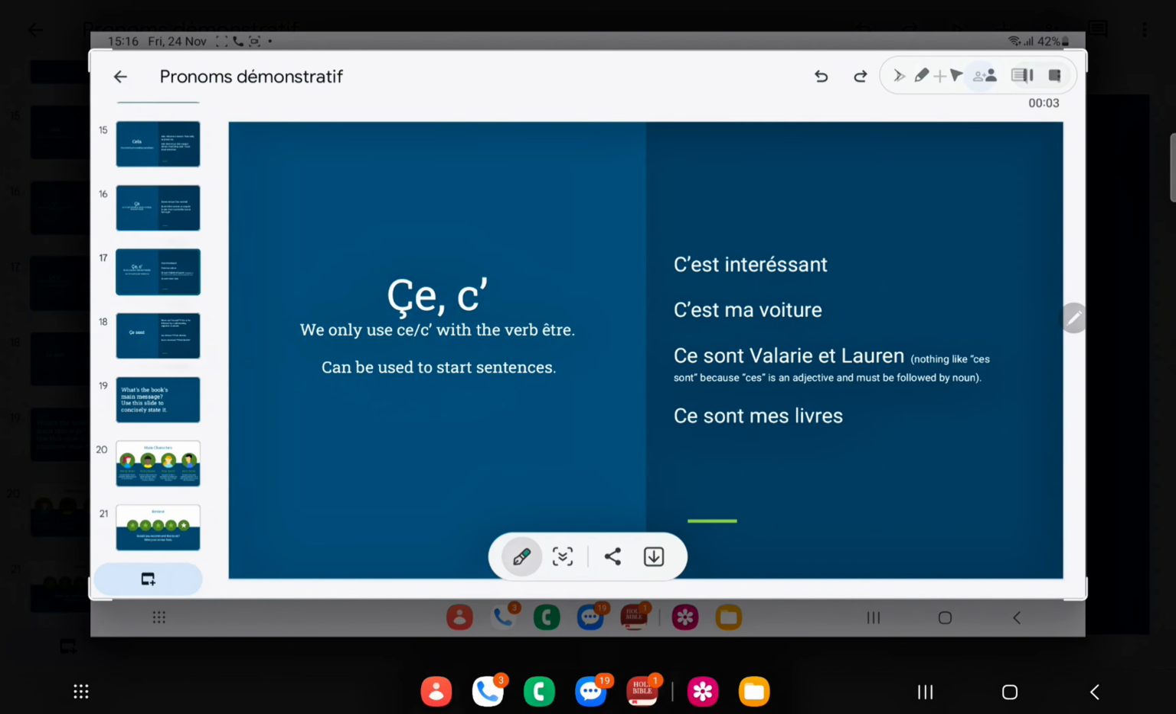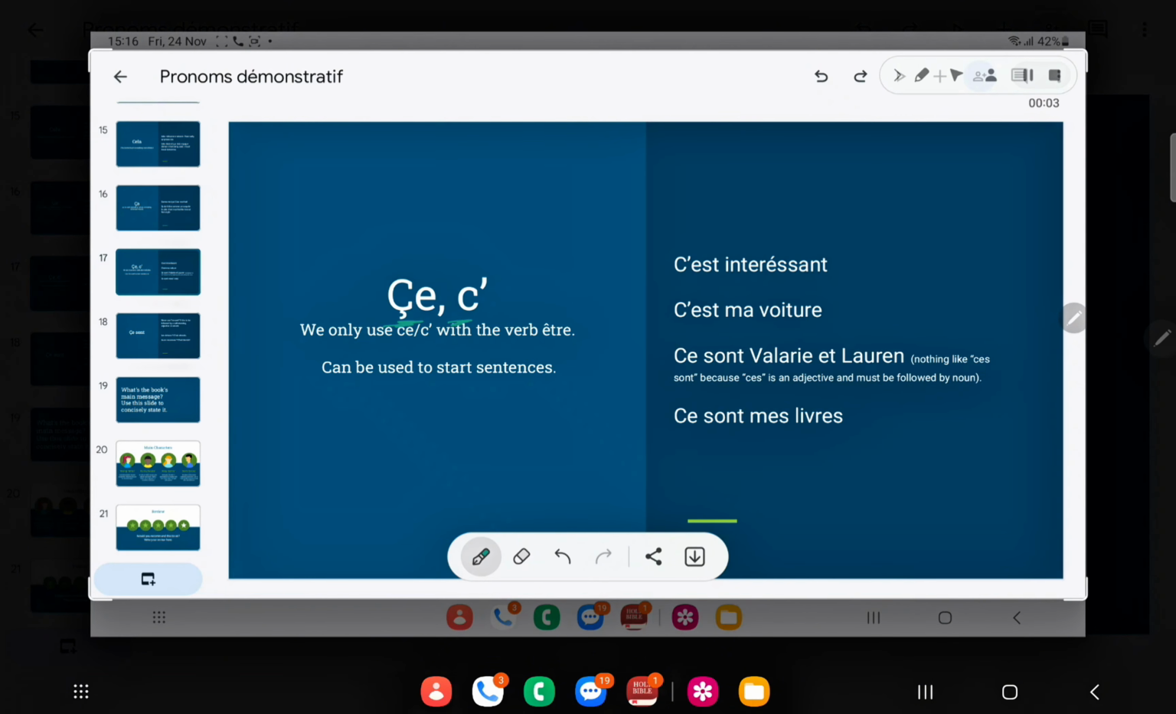So finally, we have ce and c apostrophe, pronounced se. Remember that demonstrative pronouns help us know what the speaker is specifically talking about. That's what ce and c apostrophe will be doing here.